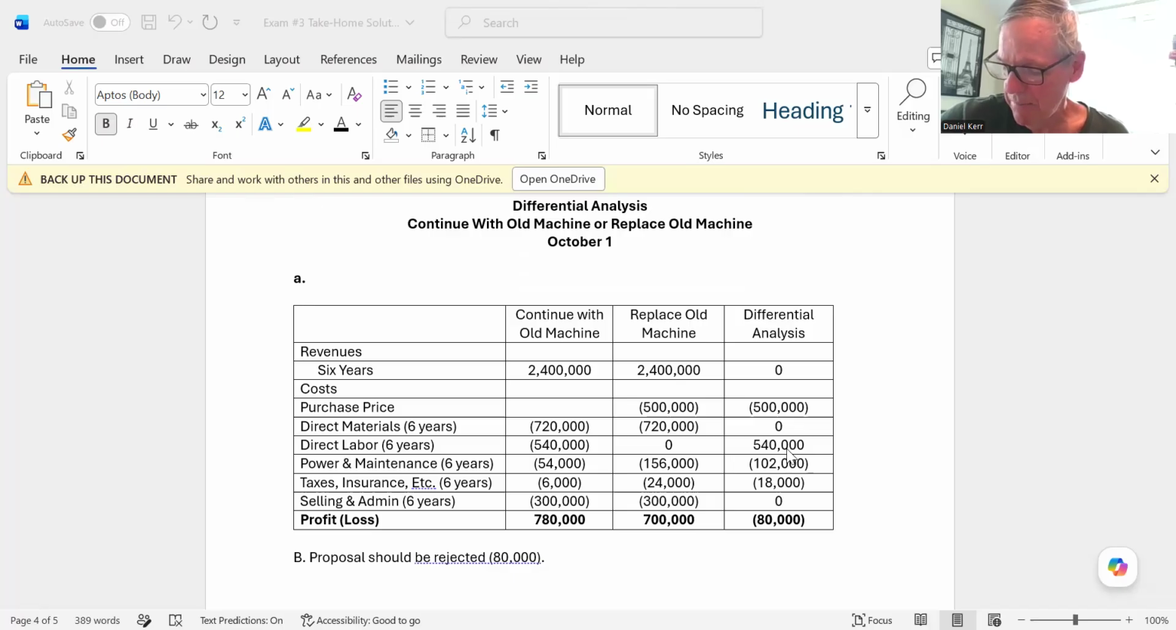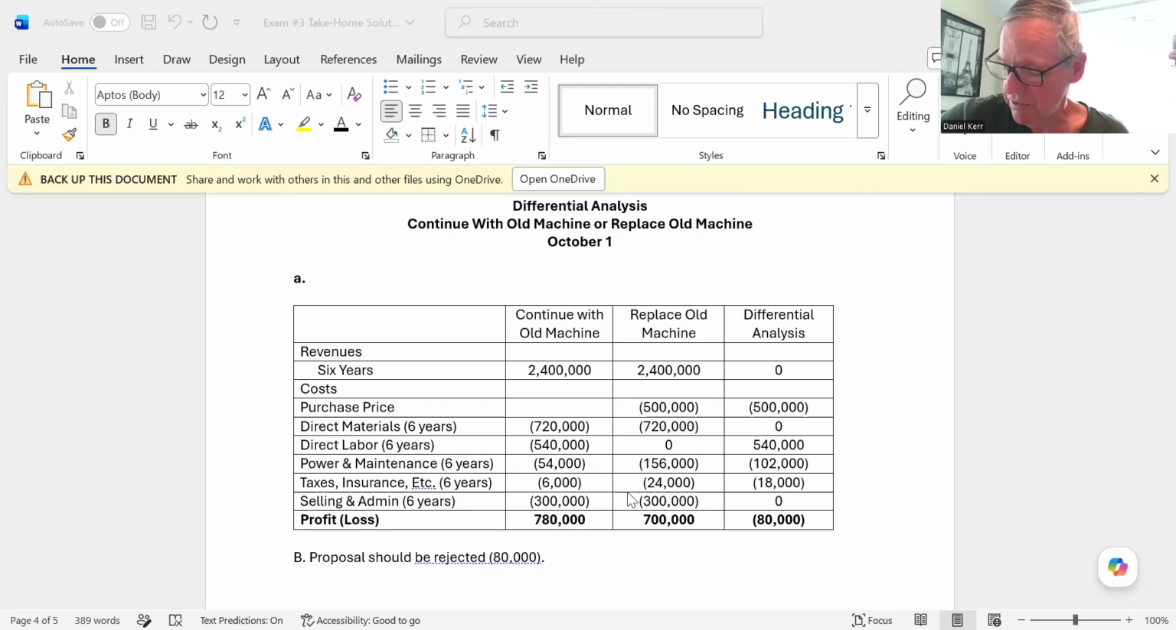Power and maintenance, you had 9,000 under the present operations. 9,000 times 6 is 54,000. And then it's 26,000 for replacing the old machine. So 26,000 times 6 gives us 156,000. So replacing the old machine is going to reduce profits by 102,000.